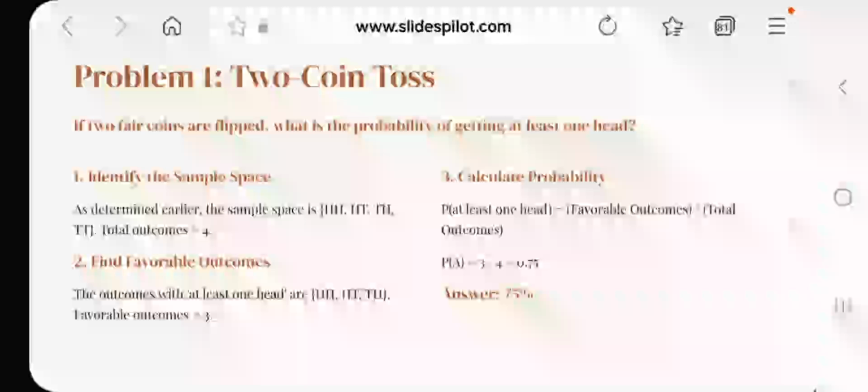The total possible outcomes are 4. There's 4 events in the sample space. So the probability of getting at least one heads when flipping two fair coins is going to be 3 over 4. 3 divided by 4 is 0.75, which means that there's a 75% chance for this event occurring.